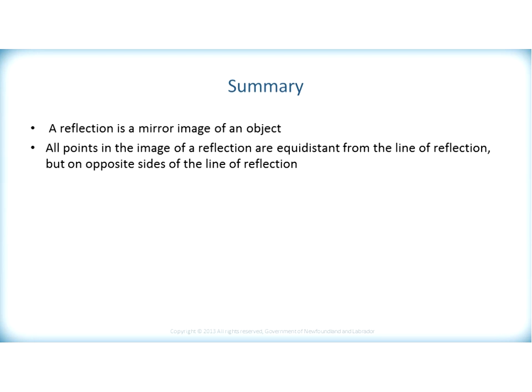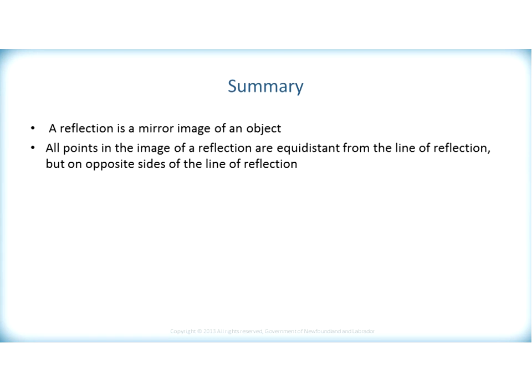All points in the image of a reflection are equidistant. It means they're the same distance away from the line of reflection as the object. Okay, so all the points in the image of a reflection are equidistant, and they're also on opposite sides of the line of reflection.